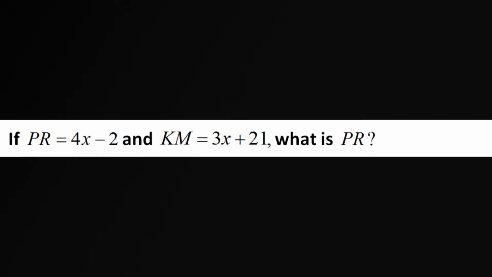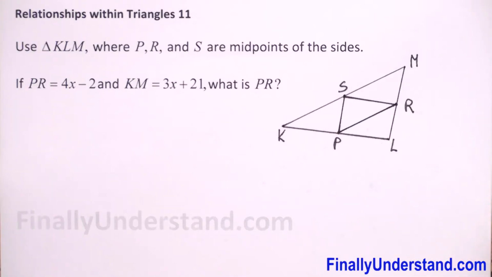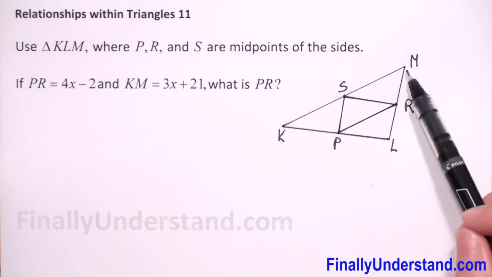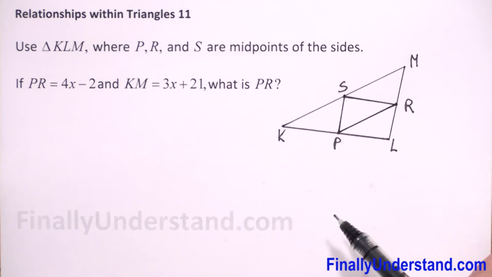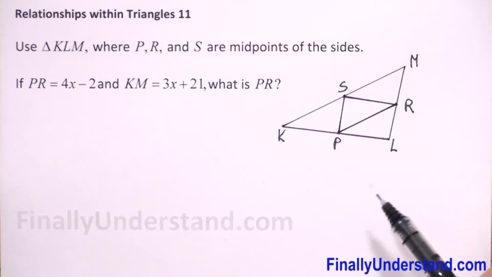We have given triangle KLM where P, R and S are the midpoints of the sides. If PR is 4x minus 2 and KM is 3x plus 21, what is PR? So we have given that P, R, S are the midpoints of the sides.